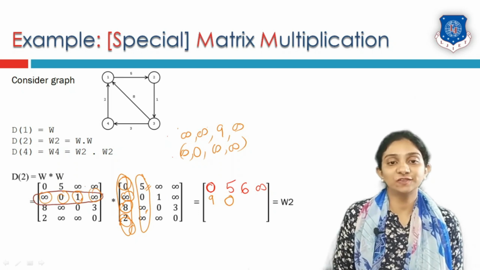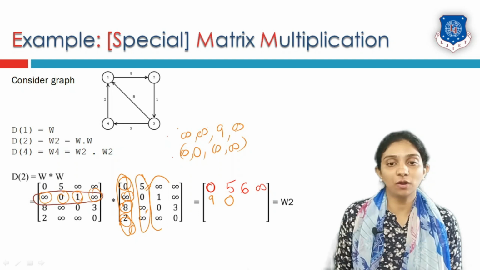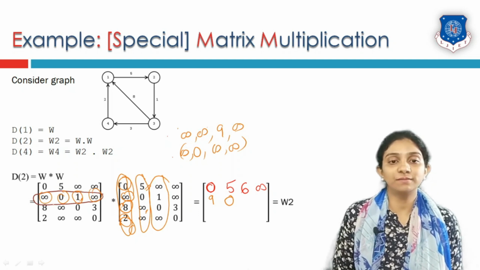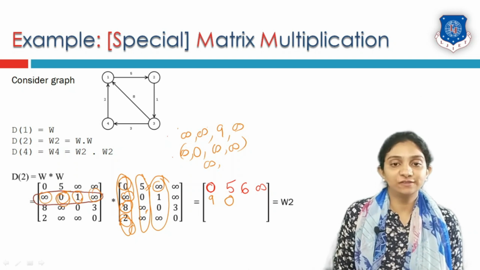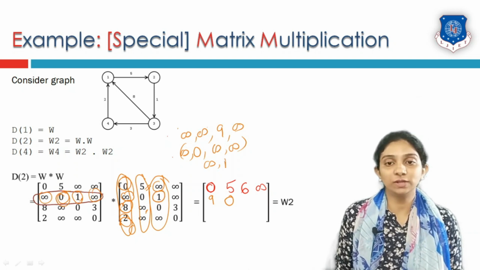Next we will consider the second row and third column. Let us perform the element by element sum. Infinity plus infinity is infinity. 0 plus 1 is equal to 1.